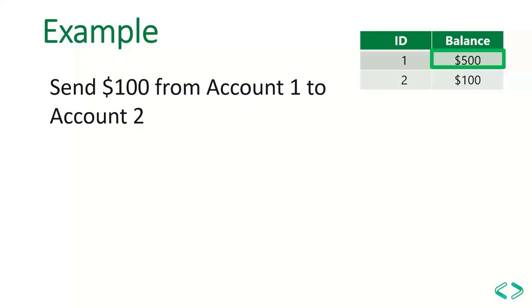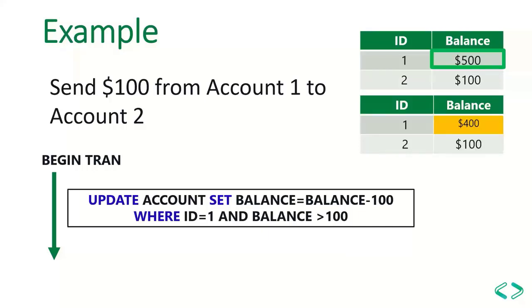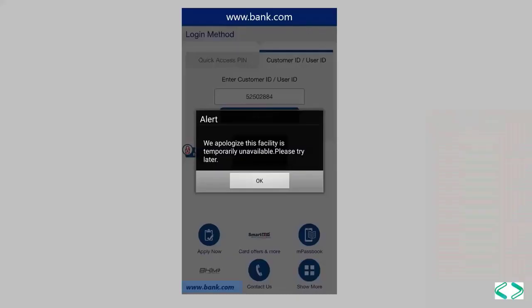So once I begin the transaction on my mobile phone, SQL Server will also begin the transaction behind the scenes. The first operation inside that transaction is to deduct $100 from my balance, which leaves $400 in my balance. The second operation inside the same transaction should be to credit $100 to my friend's account.